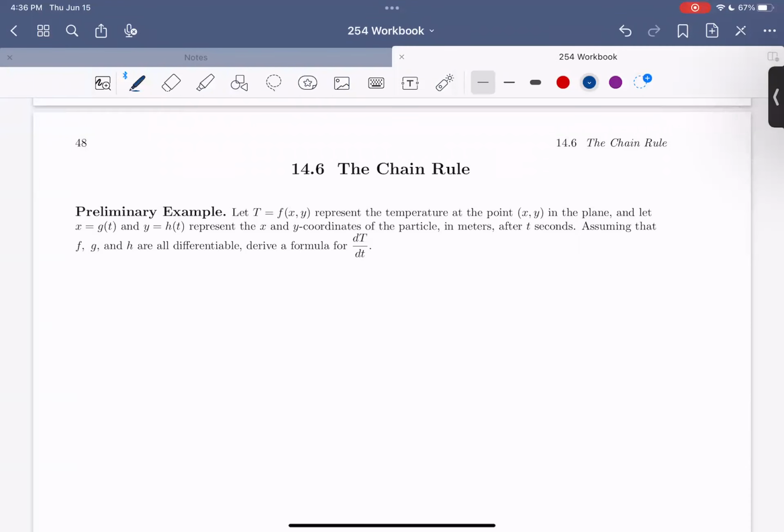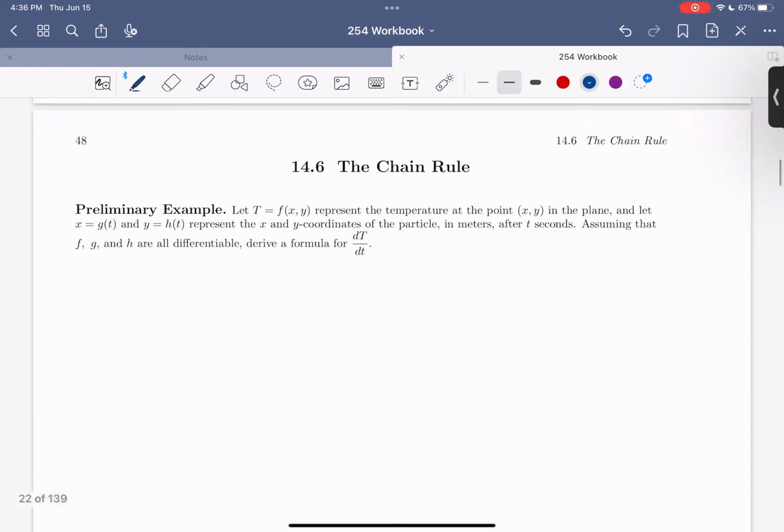Everyone. In this video, we're going to begin section 14.6 on the chain rule. So you've seen the chain rule before in single variable calculus. Let's just recall the chain rule comes in when we have a composition of two functions, say f of g of x. And what that rule tells us is if we want the derivative with respect to x of this function, then we first compute the derivative of f with respect to g, and then compute the derivative of g with respect to x.